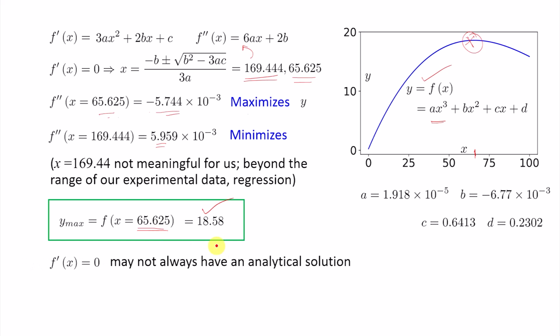Now this was a simple problem, but we cannot expect this to happen all the time. So in general, f prime x equals 0 will not have an analytical solution. We cannot expect to have an analytical solution all the time.